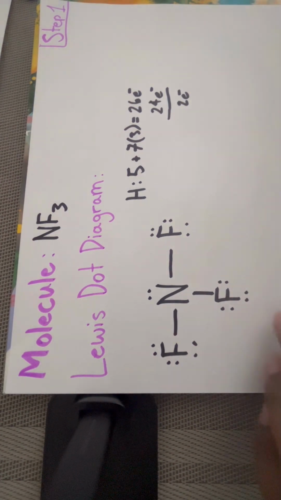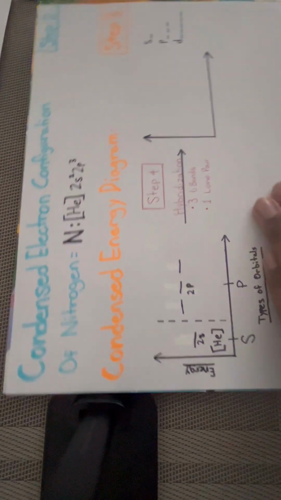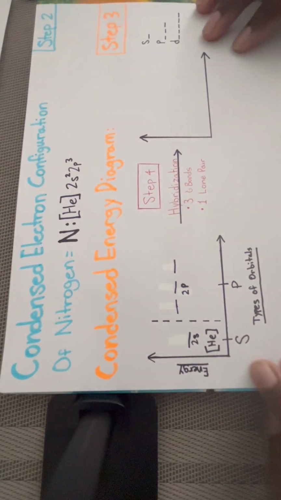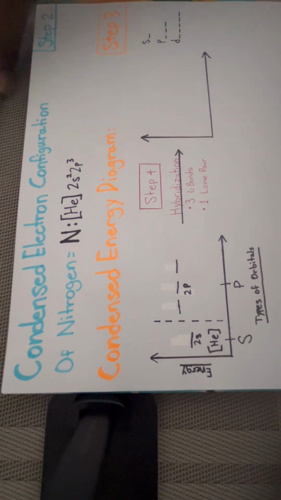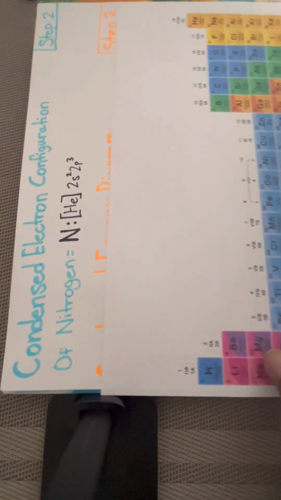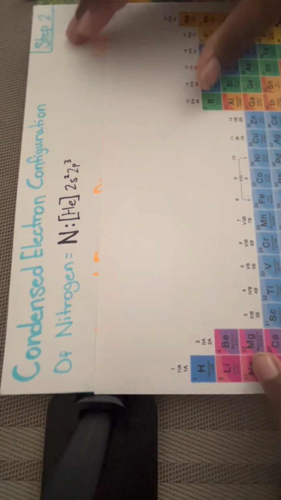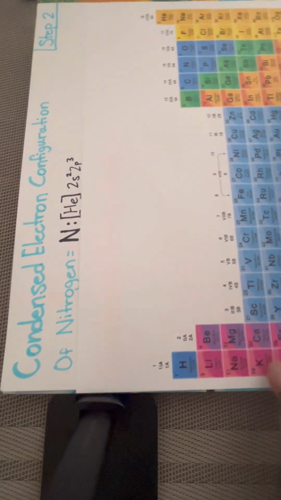Now we move on to step 2, which is condensed electron configuration. In order to get the condensed electron configuration, we have to do, well, 2 things. First thing is we know that nitrogen has a total of 7 electrons, and we can see that in the periodic table. So we know we have to get a total of 7 electrons. However, this is the condensed electron configuration.